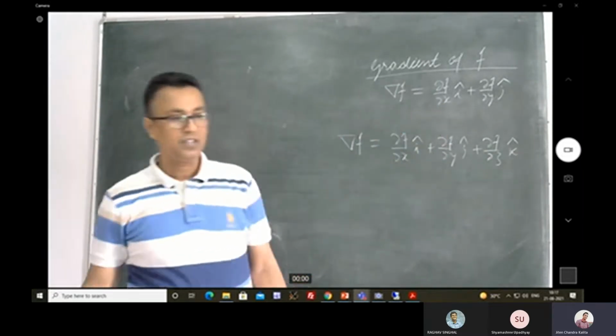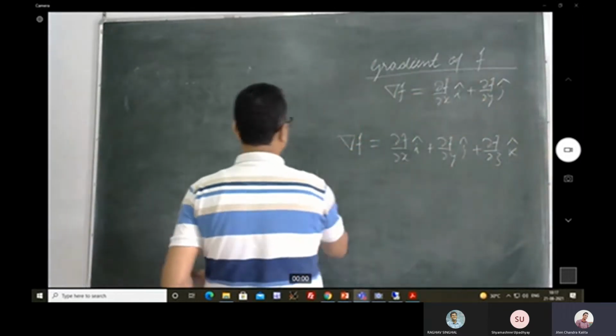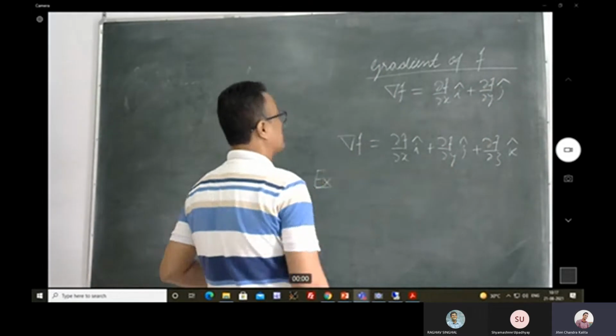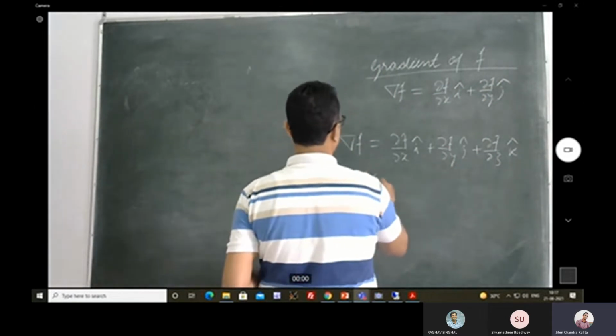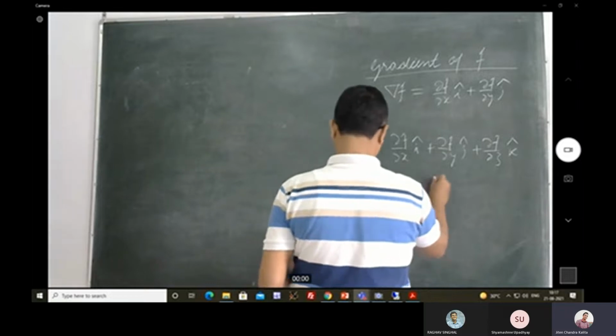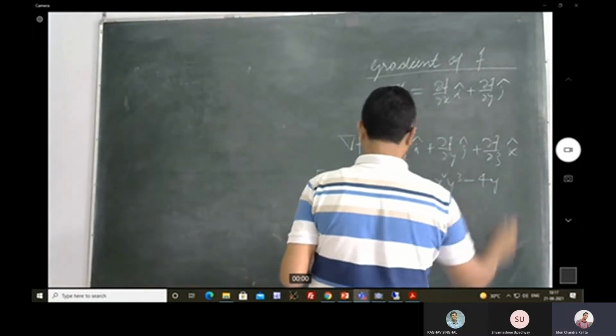You will expand it to the third dimension. So, for example, I'll just do an exercise. We will have enough examples in 3D also, don't worry about this. For the time being, I'm going to do, say, f of x, y, suppose this is x squared y cubed minus 4y.